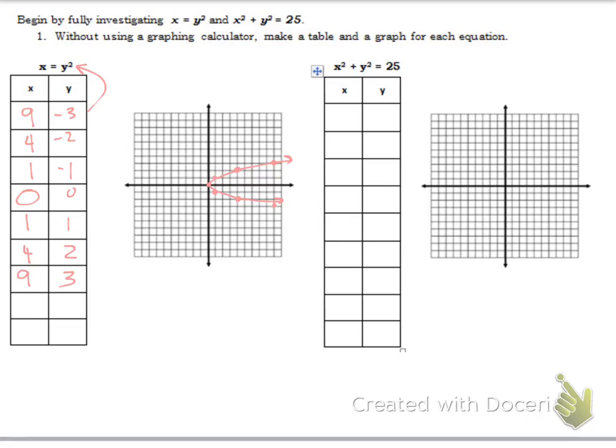Okay, if we go ahead and graph this one over here, we need to plug some values into this. So let's go ahead and get x by itself. So I'm going to subtract y squared, get x squared equals -y squared plus 25. Opposite of squaring is square rooting. So x equals the square root of -y squared plus 25.